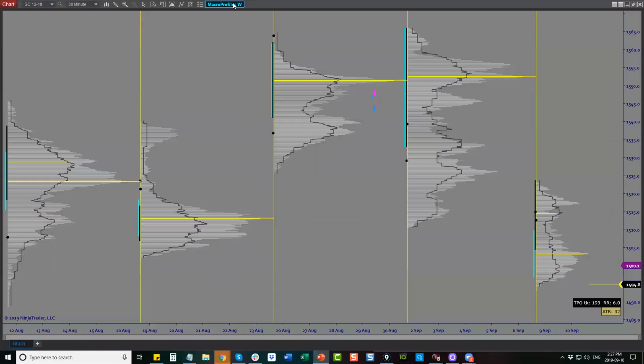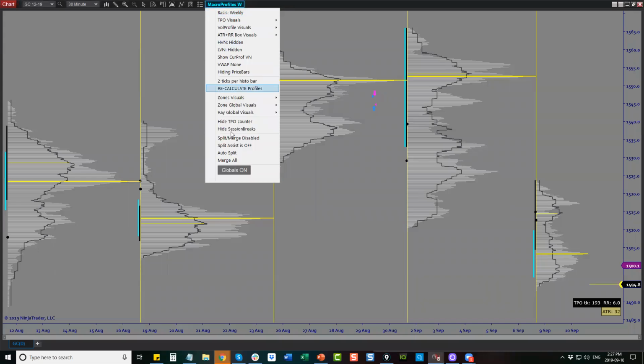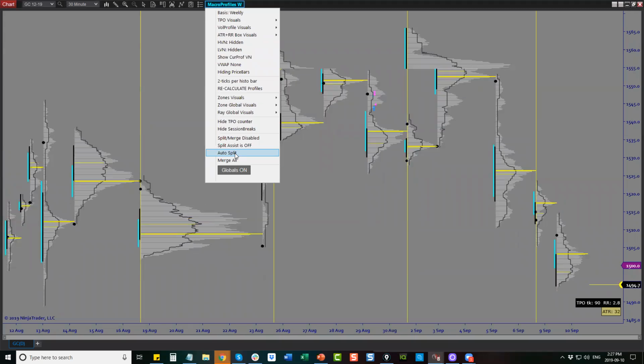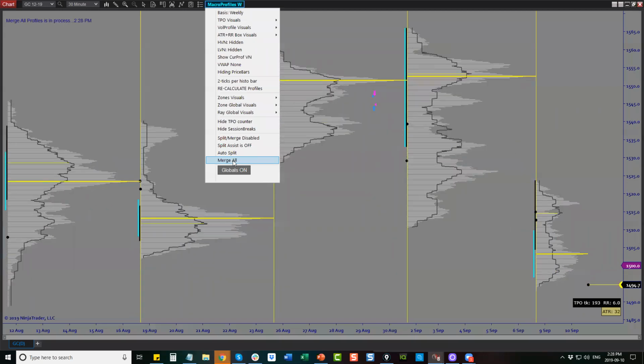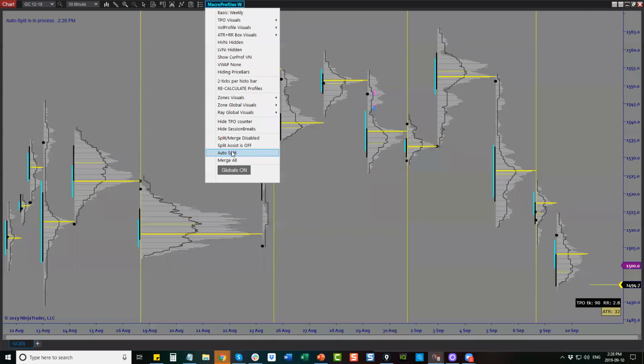This is a weekly profile chart. If I go in here and auto split the software, let's wait for it. It's going to auto split everything. You see what it just did? It split all of the profiles into balanced profiles. Let's merge it back and show you one more time. It's taking all of the unbalanced points of control and auto splitting them into balanced pattern distributions.